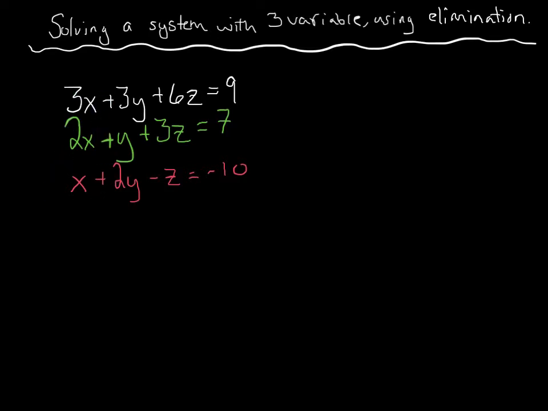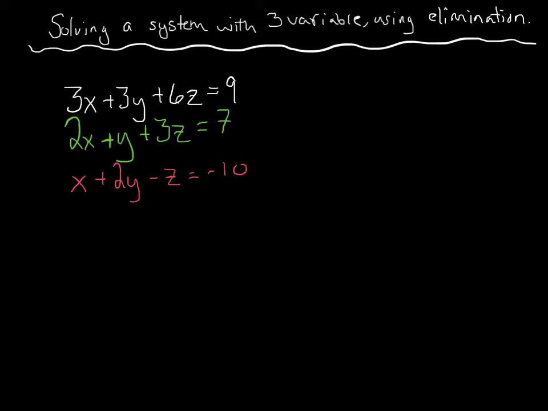Now, to eliminate, remember we're going to add two equations together, and in order to get something to eliminate when we add them, we have to have their coefficients be opposites. So we're going to look at the coefficients. We have 3, 2, and 1. None of those are opposites. We have 3, 1, and 2 for the coefficients of y, 6, 3, and negative 1. So none of our coefficients are opposites.